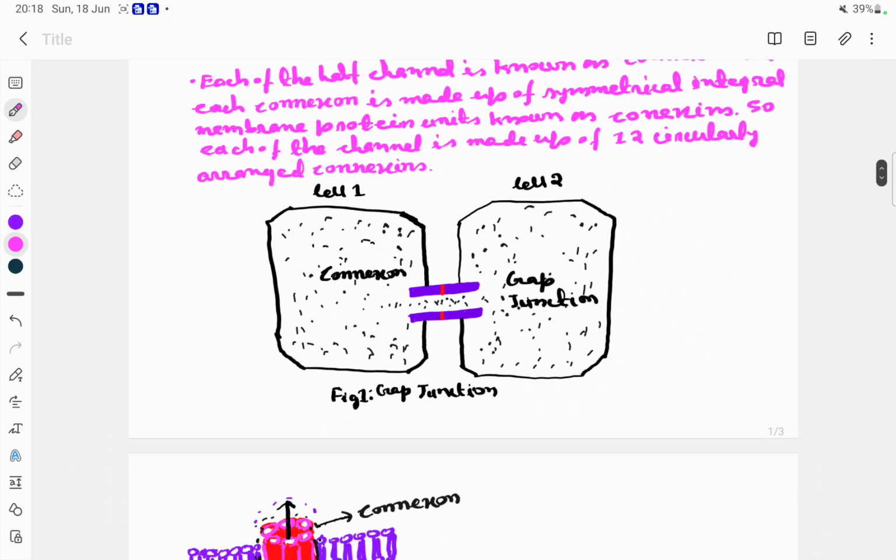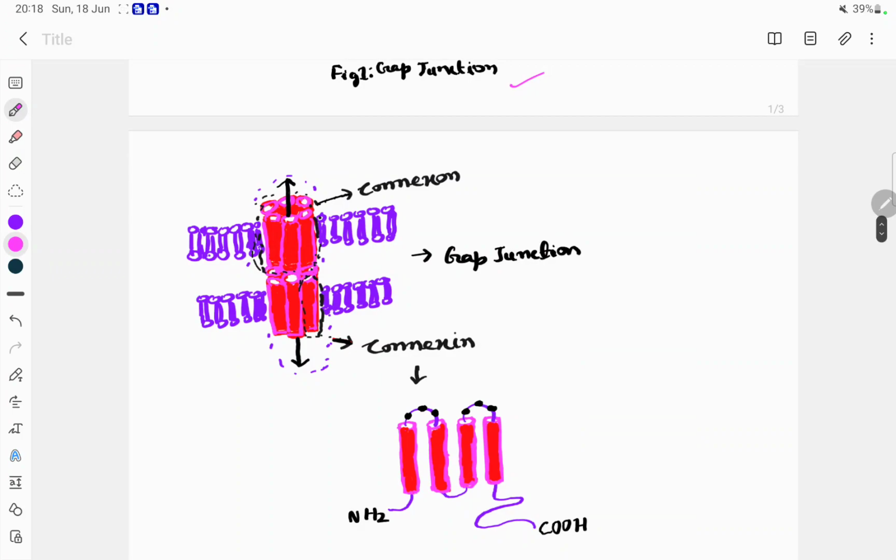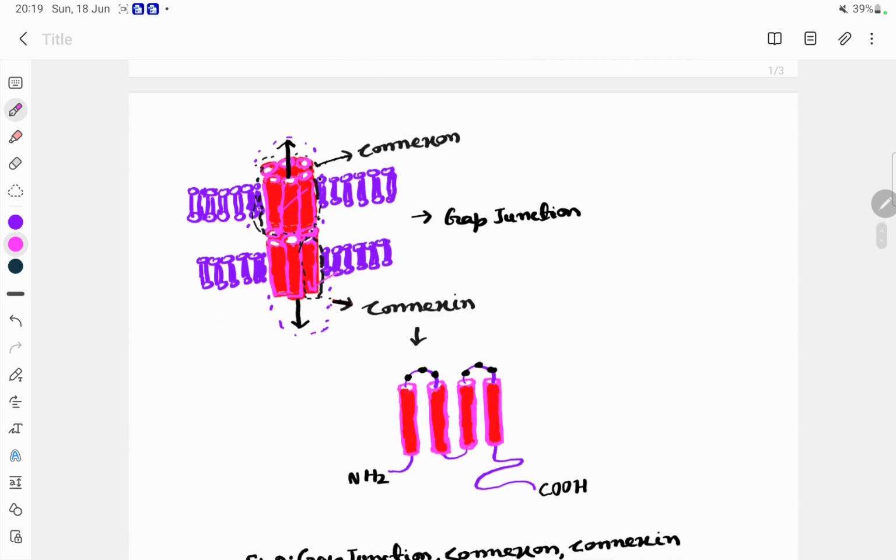So, this is a diagram of gap junction. This is the gap junction, and the connexon surrounds the gap junction. This is cell 1, this is cell 2. Now, this is the diagram of the connexon. This is connexon, and this unit is connexin.